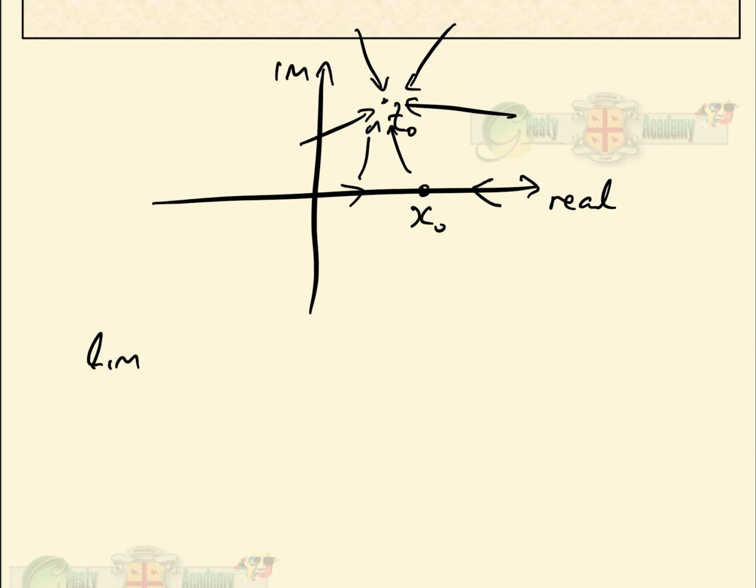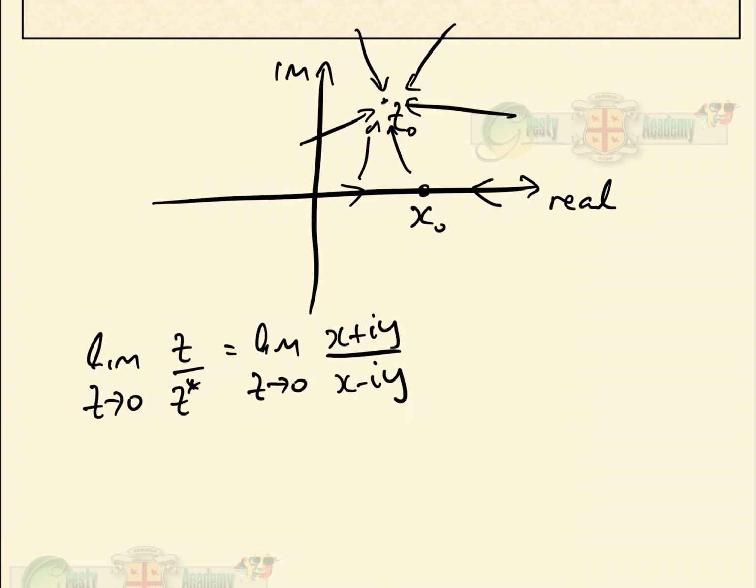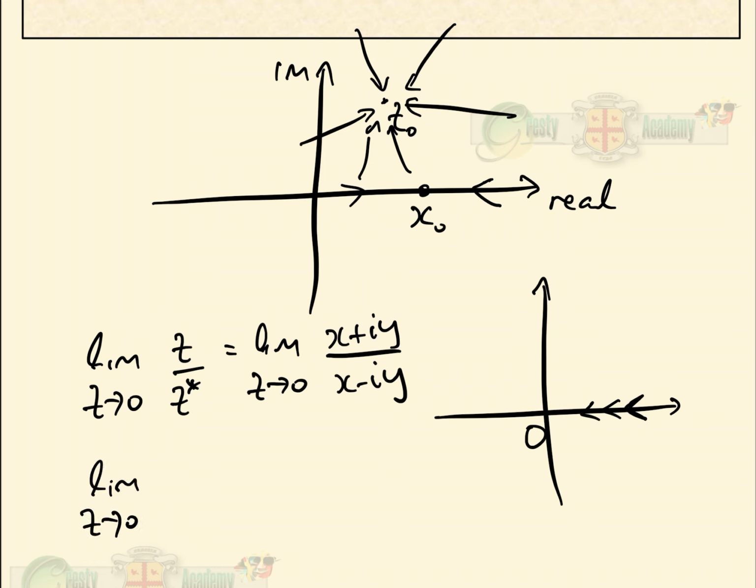So we have that the limit as z approaches 0 of z over the conjugate of z equals the limit as z approaches 0 of x plus iy over x minus iy. That's by definition of a complex number and by the conjugate. Now first of all, let us approach along the real line. If we're approaching along the real line, then by definition the imaginary part is 0, so y is equal to 0, and so our limit simplifies to the limit of x over x, because iy is 0, which is 1. So our limit is 1.